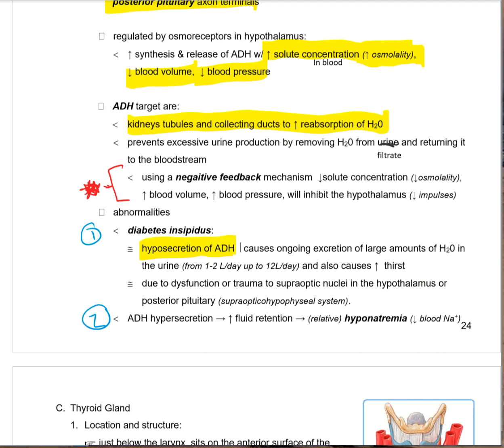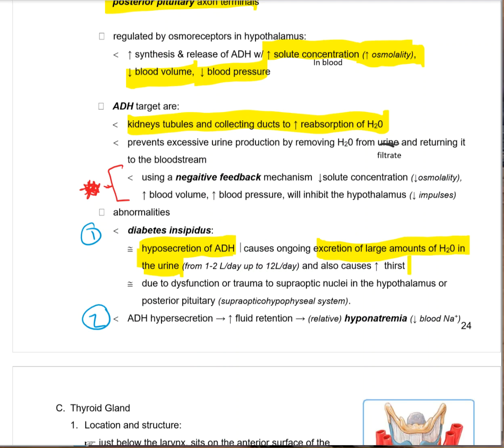And what that results in is excretion of large amounts of water in the urine, right? We normally want to keep the water in our body and not over-secrete water. But if we don't make enough ADH, then it just goes into the urine and we pee it out. And notice it can be up to 12 liters, when normally you produce 1 to 2 liters a day. So 6 to 10 times the amount.